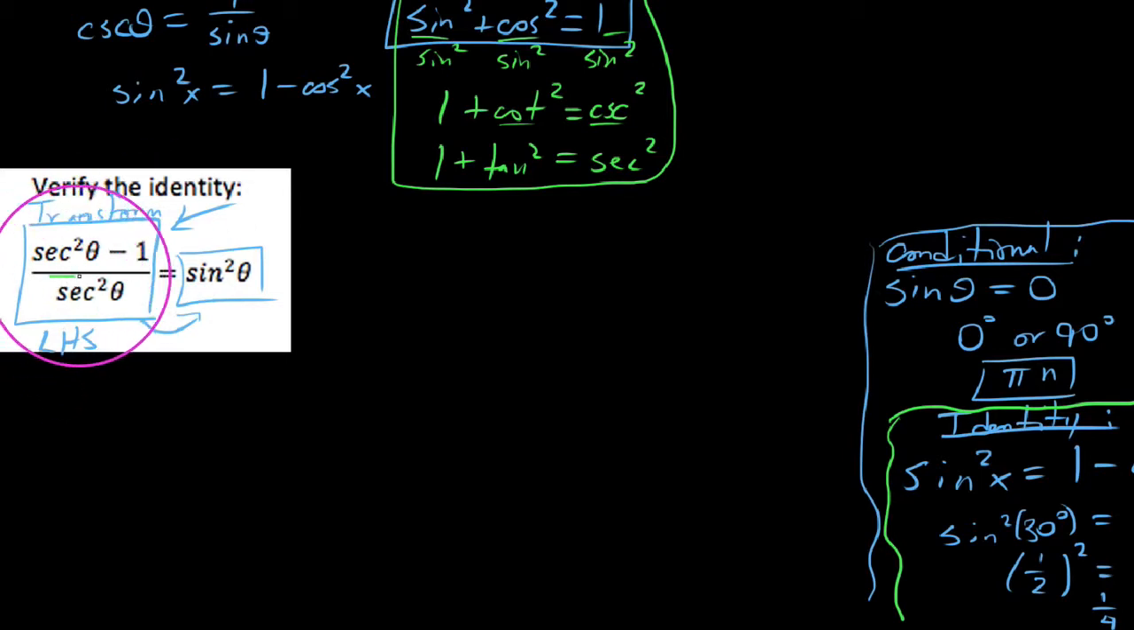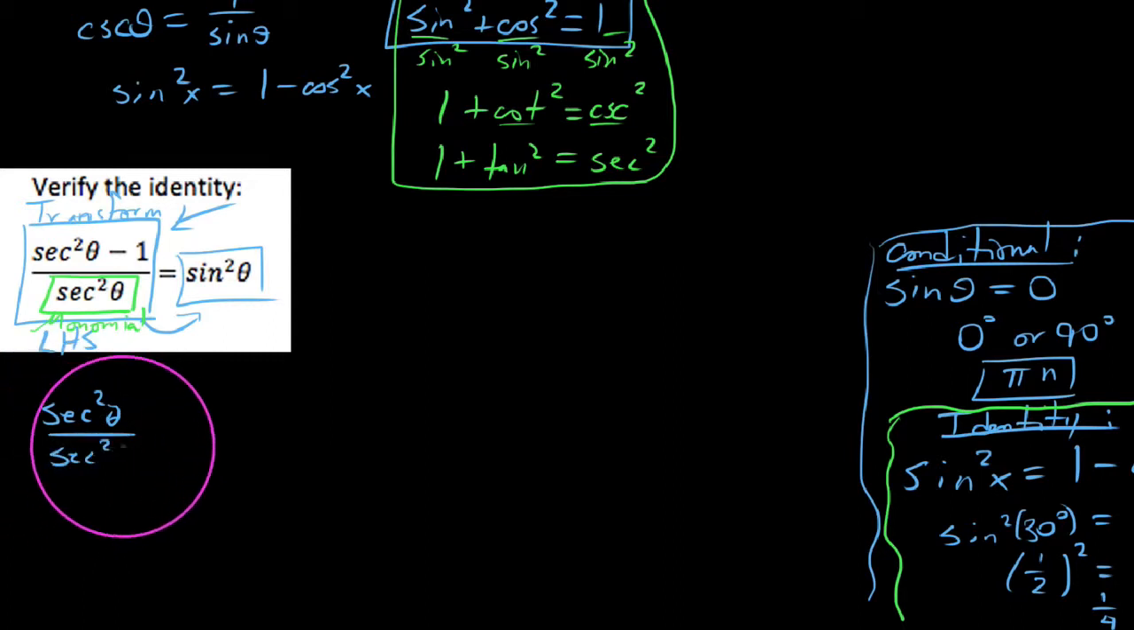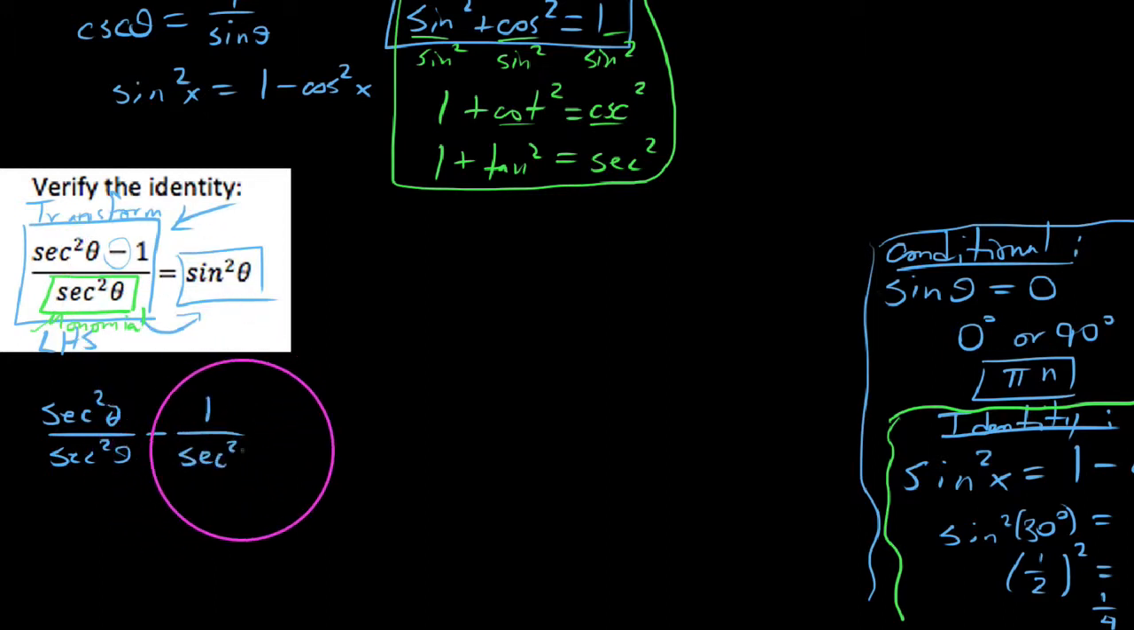But I'm going to start with this. Whenever you have a monomial divisor, that means a one-term divisor, you can split up the terms in the numerator over that denominator. So for example here, we could rewrite the left-hand side as the secant squared theta on the top left over the denominator of secant squared theta, now minus the 1 over secant squared of theta.